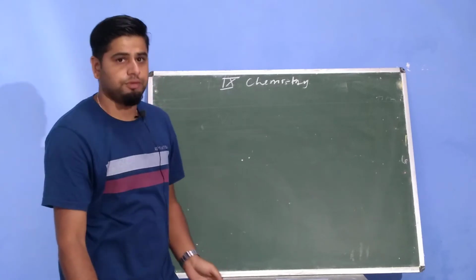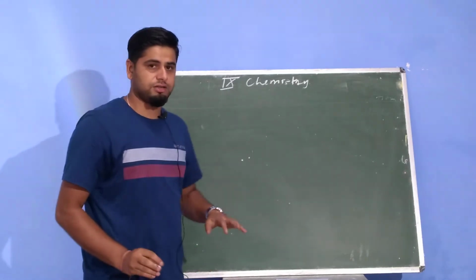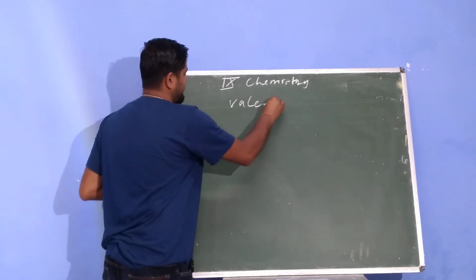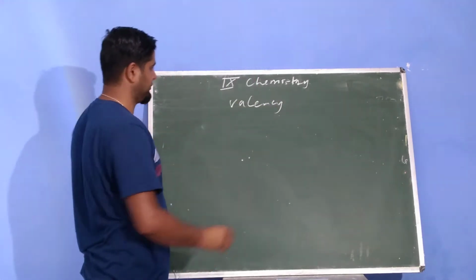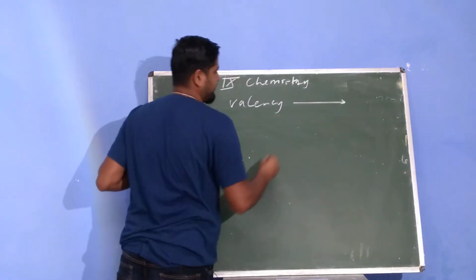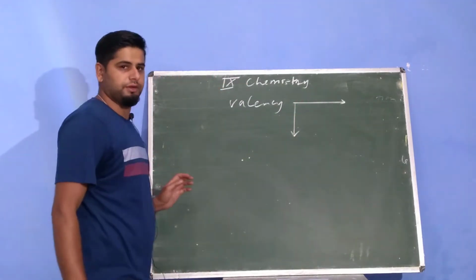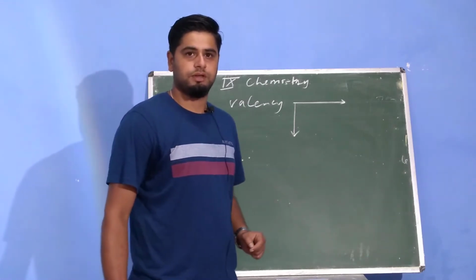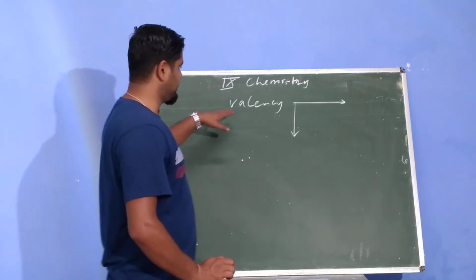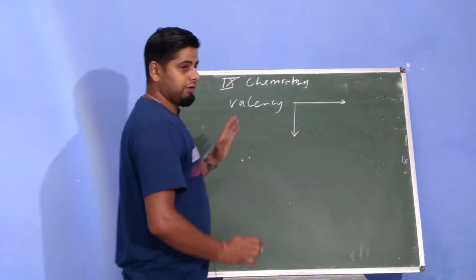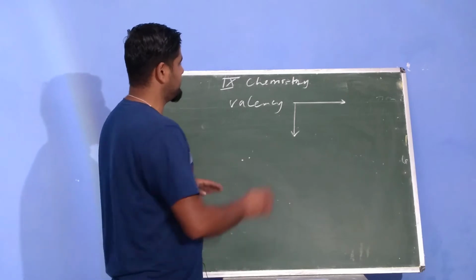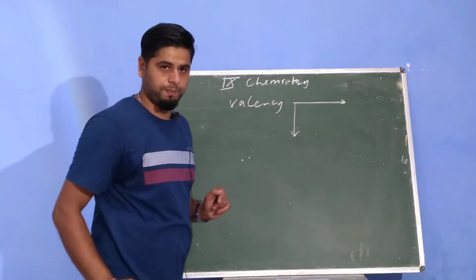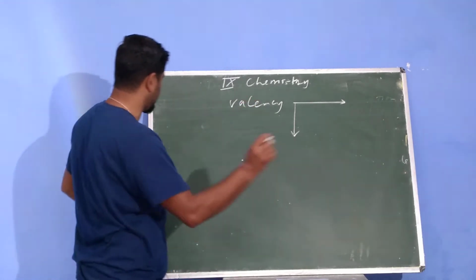Okay, so today we'll discuss variation of valency across the period and down the group. In our last class we had discussed groups and periods. Yes or no? But today we'll discuss valency: the trend or change in valency while moving from left to right or from top to bottom of the periodic table. Before going into that, first understand what valency is.